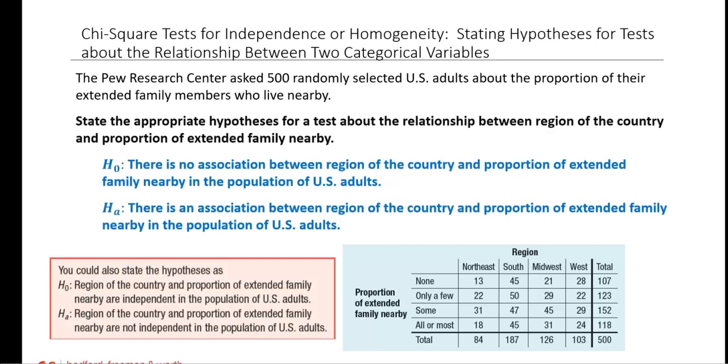By the way, just a side note, you could use the word independent there. It's okay. I don't usually use it that way, but it's appropriate. That's another way to say it. I usually just start with, there is no association for the null, and there is an association for the alternate.